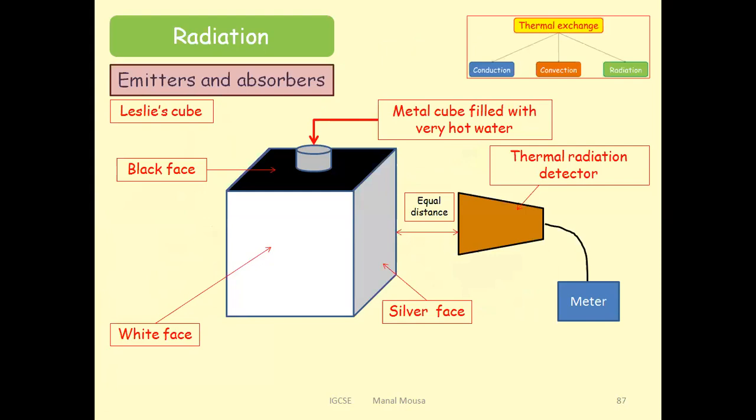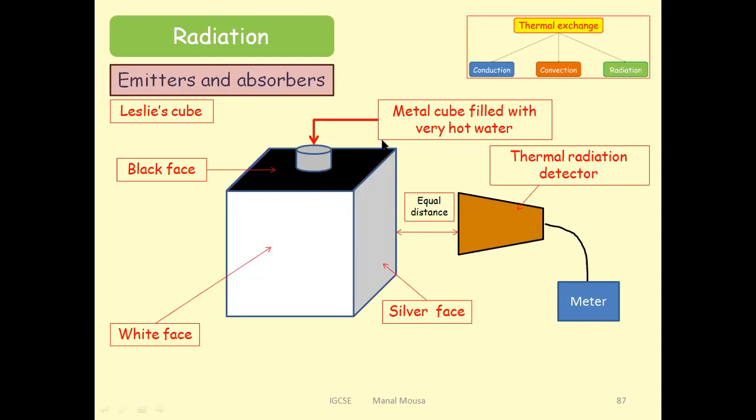We have a cube here that consists of three faces or surfaces, and also there is an opening from the upper side. This face is a black face, white face, and silver face. From this side, we have to fill the metal cube with hot water. Then the other apparatus is the thermal radiation detector, and that is attached to a meter.